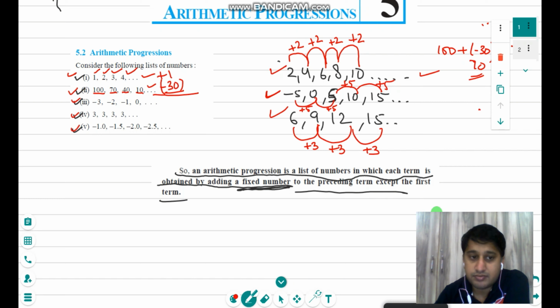Here we are adding, can anyone of you guess what we are adding over here? We are adding plus 1. See, minus 3 plus 1 will be minus 2. Minus 2 plus 1 will be minus 1. Minus 1 plus 1 will be 0. And then it will go on. Here what are we adding? Here we are adding 0. Nothing, or we can say 0. Here what are we adding? We are adding minus 0.5.